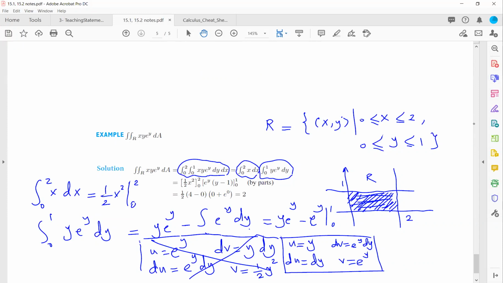So the first integral is a half times 2 squared, which is 2. And the second integral, if you plug in 1, you get e to the 1 minus e to the 1, which is 0, minus, now you plug in 0 for y. The first term is 0, minus e to 0, which is 1. So a half times 4 is 2. 2 times 1 is 2.